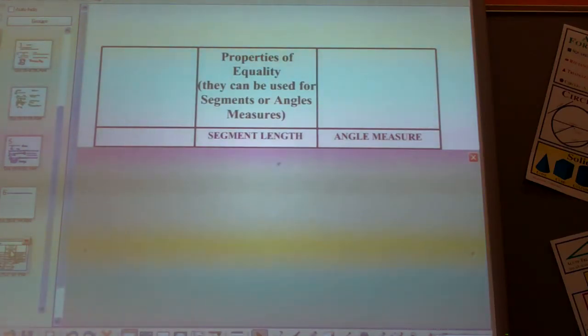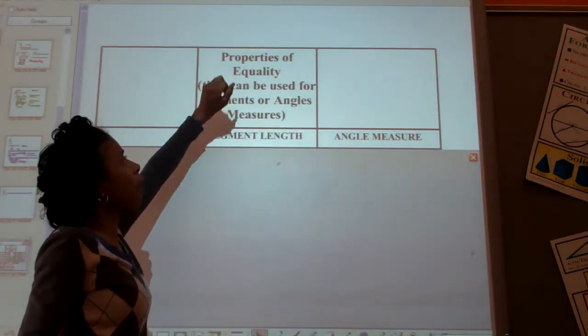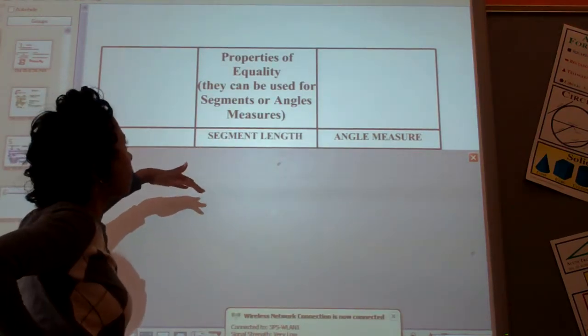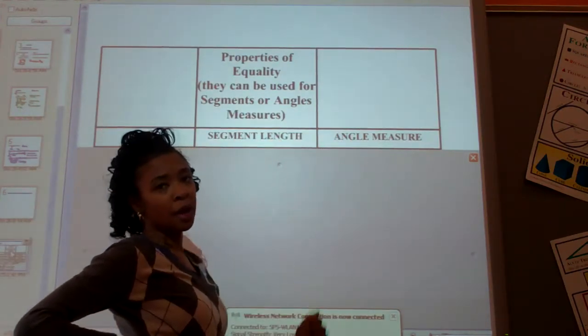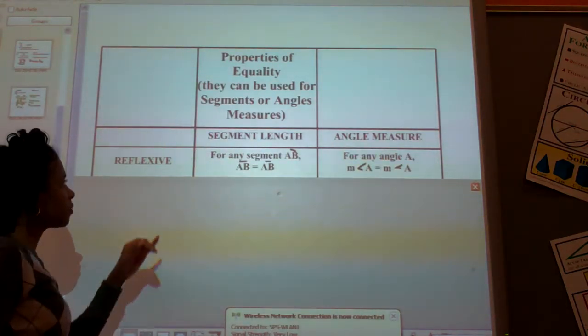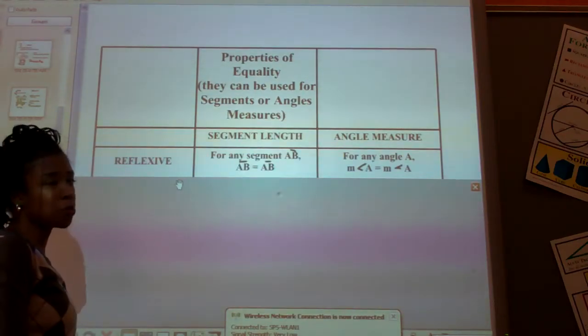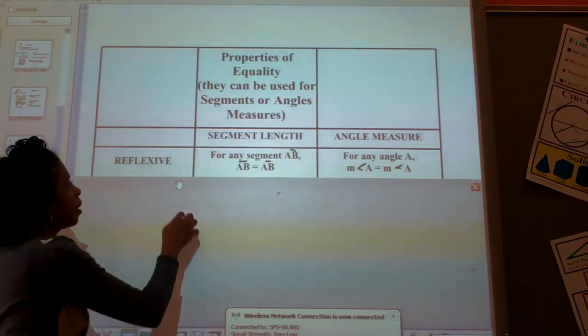If you understand them from the first video, you'll begin to see that the properties of equality, the addition, subtraction, multiplication, all the properties can be used with segment lengths or with angle measurements. Let's look at how. First of all, let's start with the reflexive property. That was an equality that was also part of the properties that you were supposed to study in the first half of this particular section.